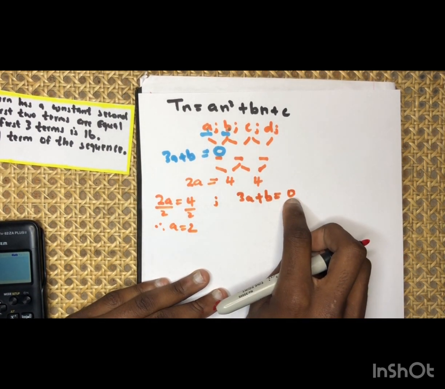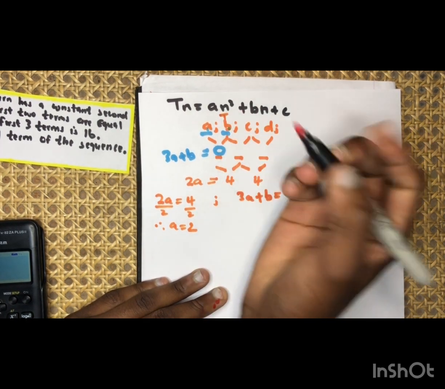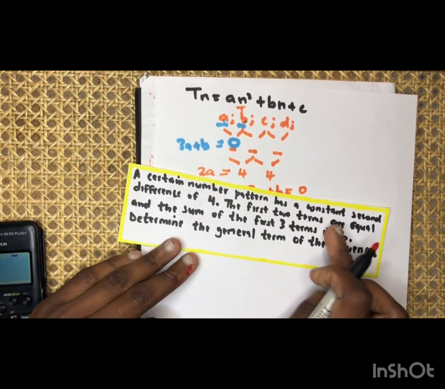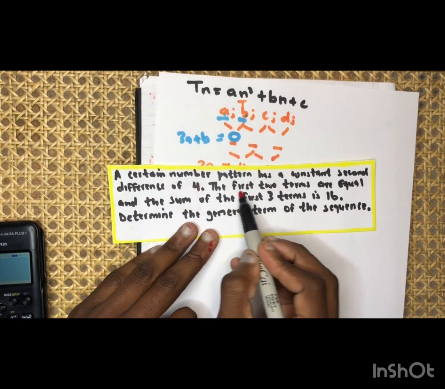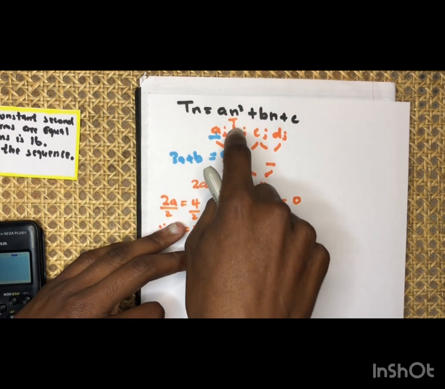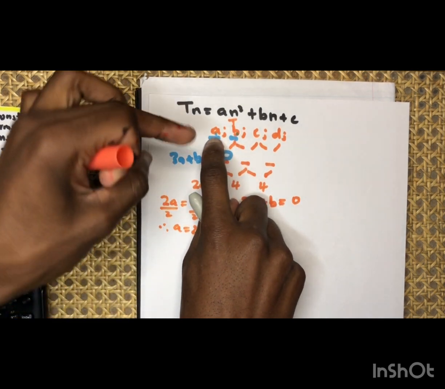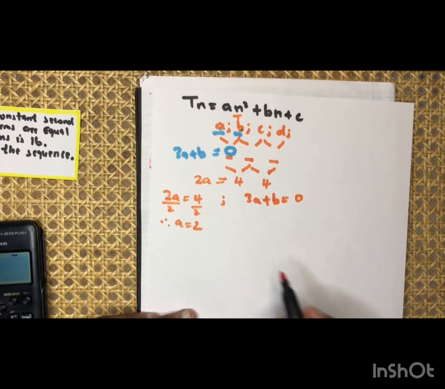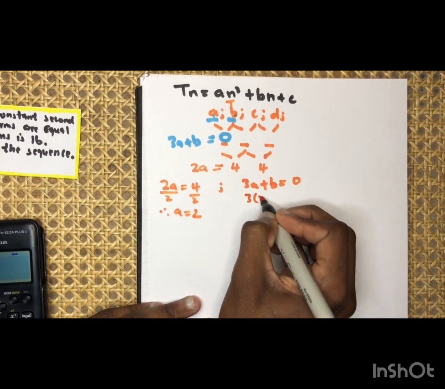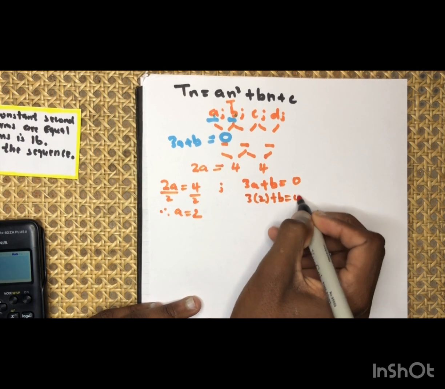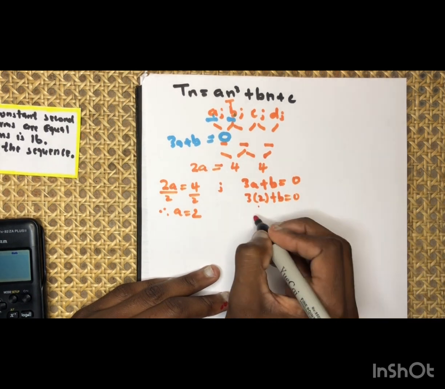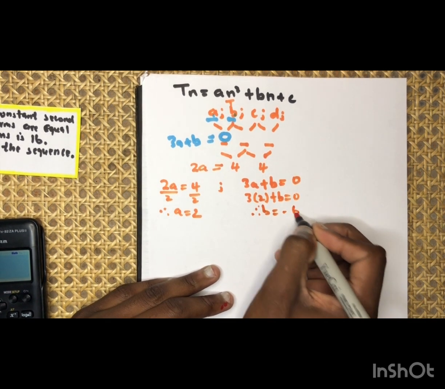Do you know how we got this 0? Because we are told that the first two terms are equal. So if the first two terms are equal, which means T1 and T2 are equal, this value here, your T2, is the same as T1. So that's why we have 0 here. So then it's 3 into 2 plus b equals 0. So 3 times 2, what do we get? 6. Then we transpose 6 to that side, then we get b to be equal to negative 6.